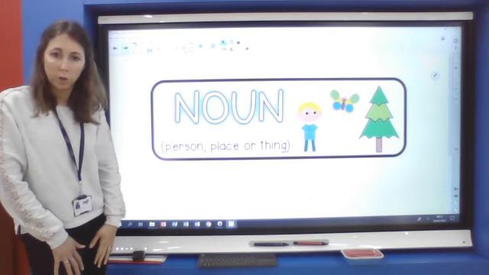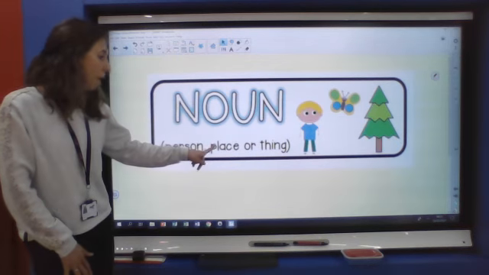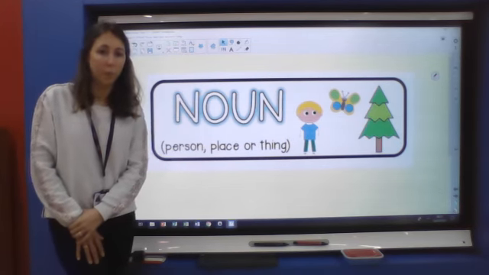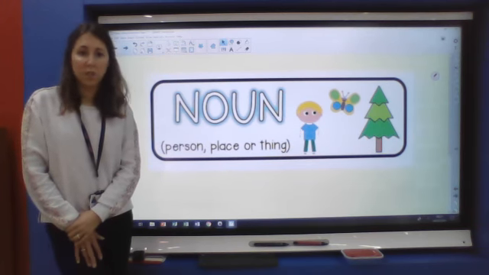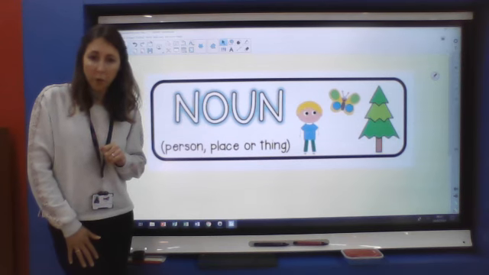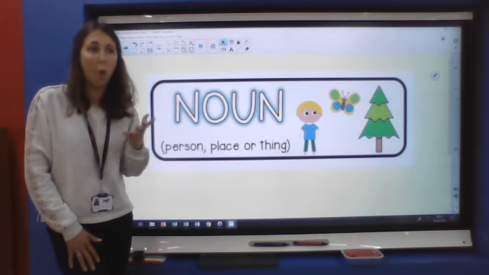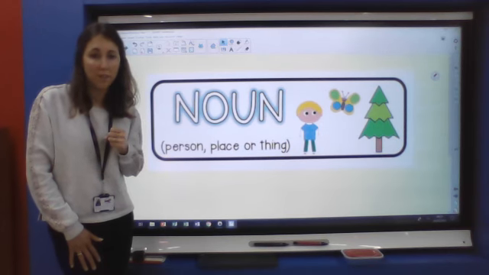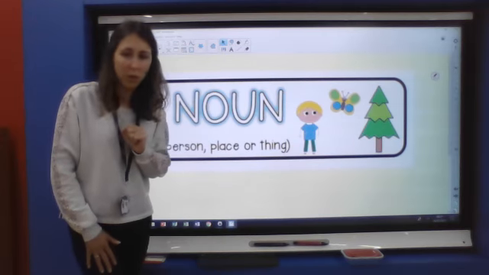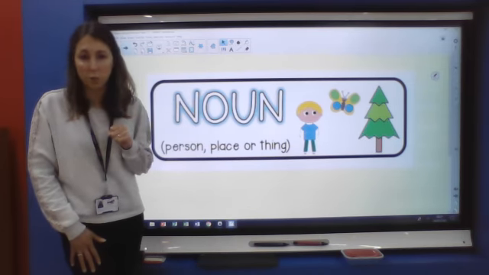Now, a noun, you might have heard that word before. A noun is a person, a place, or a thing. When you write a sentence, the sentence is usually going to be about a person, a place, or a thing. So what we're going to think about first of all today, when we look at our picture, is what we might want to write a sentence about. So a noun is a person, a place, or a thing. So let's think of some examples of nouns.